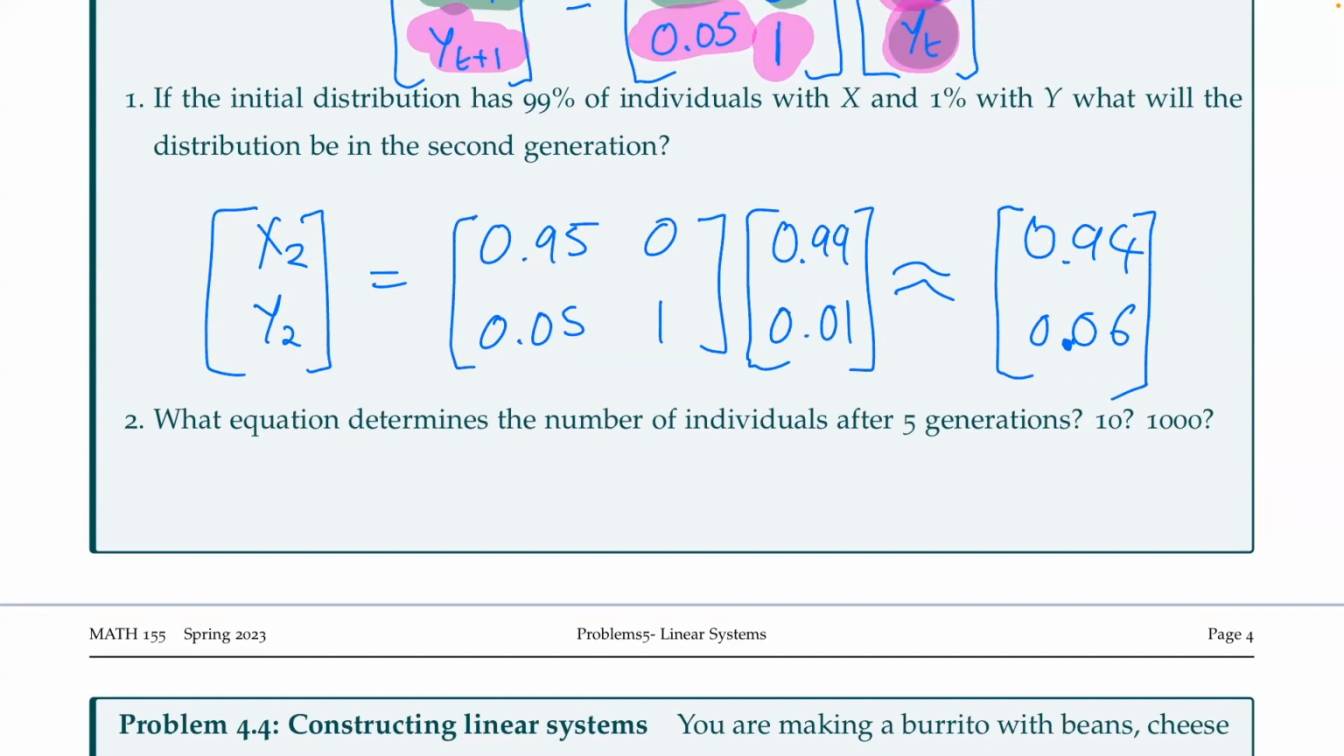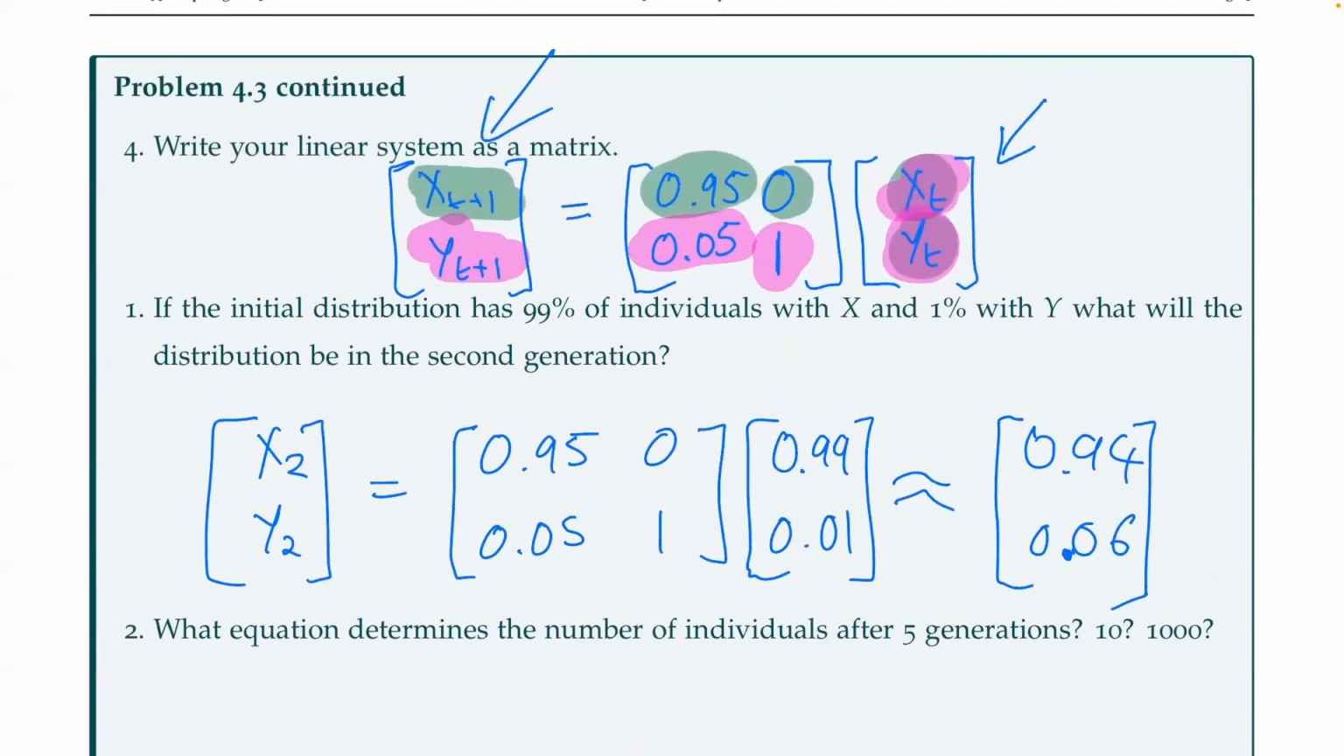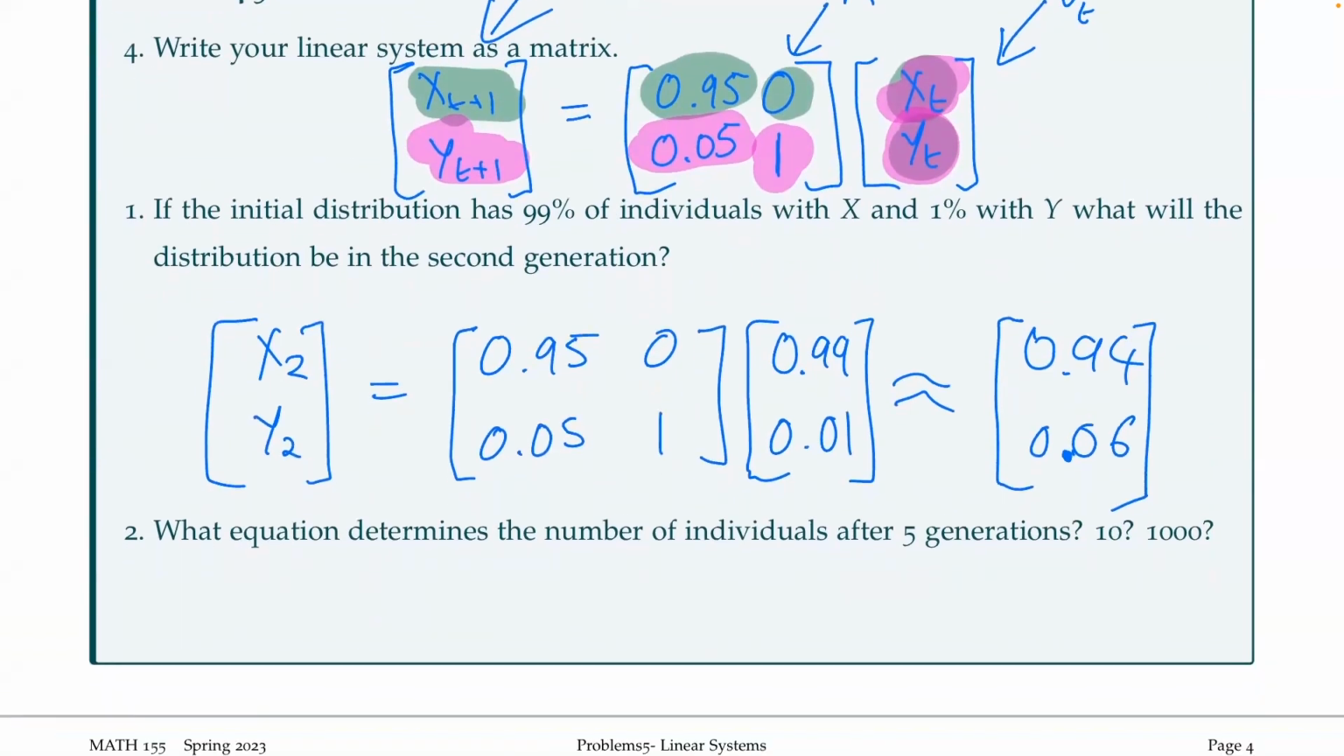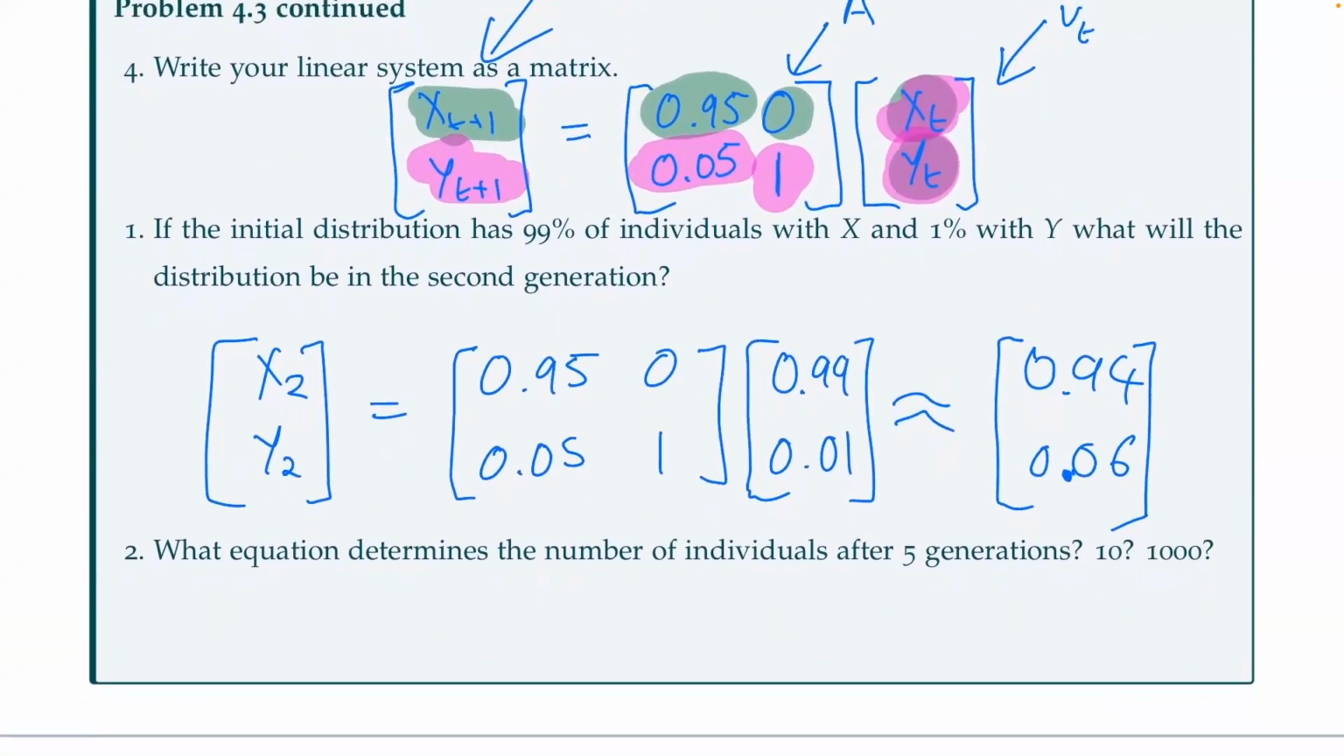Okay, how about the equation that describes the population after a given number of generations? So how do we work this out? Well, I'm going to call this a vector v t plus 1, and this vector v t, just for simplicity, and this matrix A. So after 5 generations, we want the vector v5.